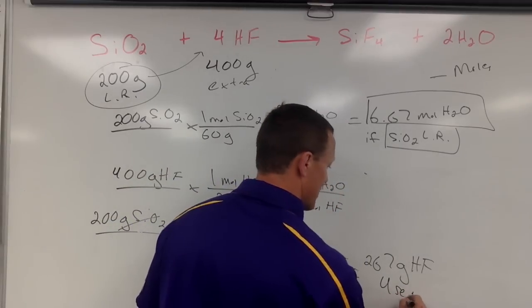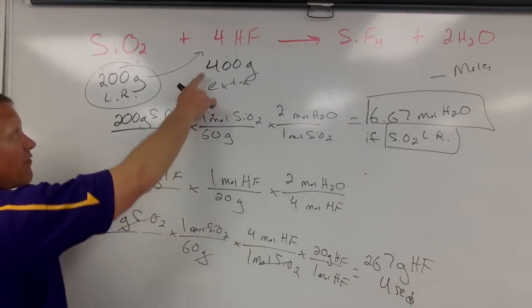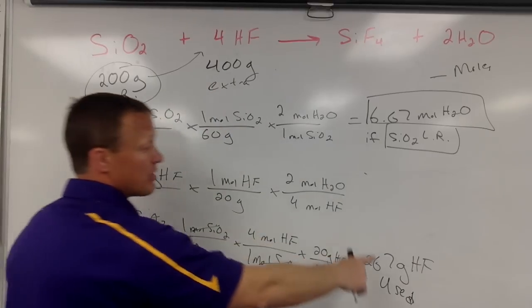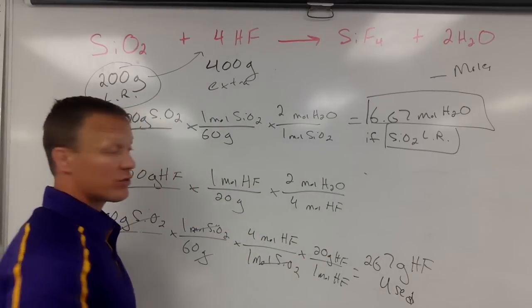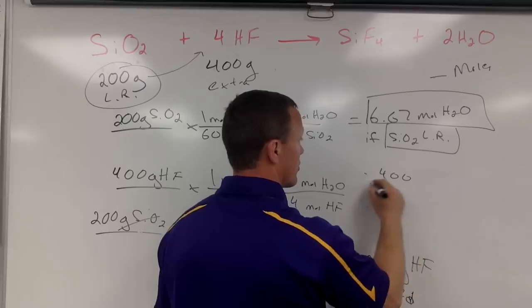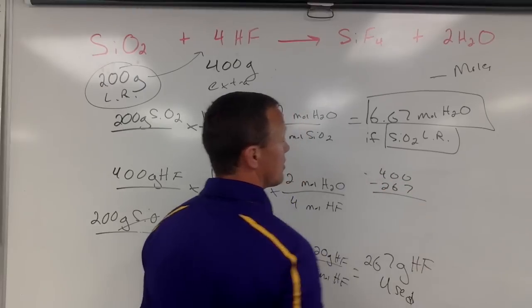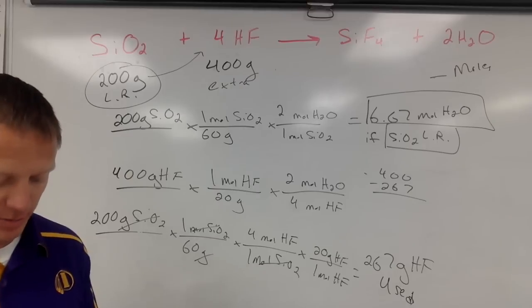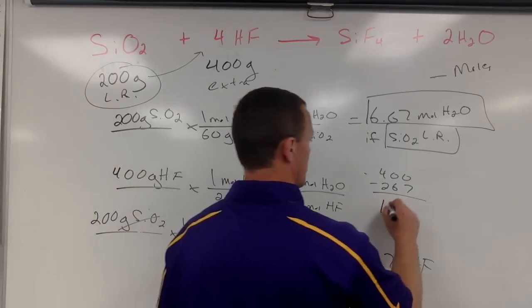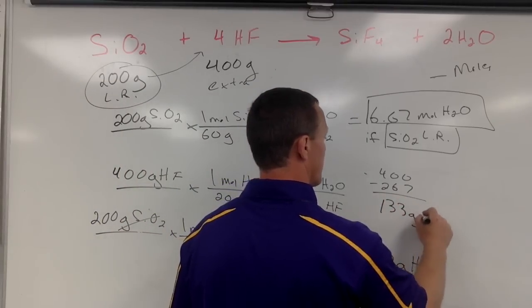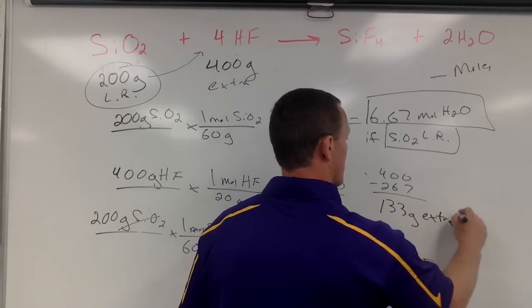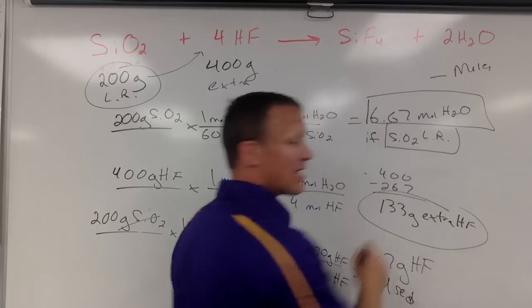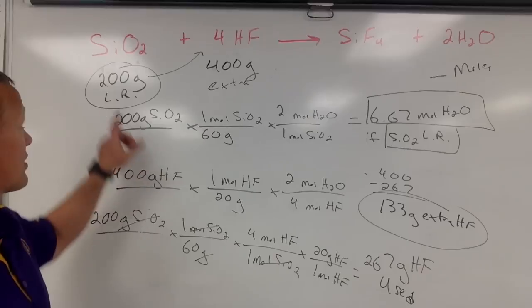The amount of excess would be, we had 400 grams of that, we're using that much, so 400 minus 267, which is going to give us about 133 grams of excess. So we have 133 grams of extra HF that's not used because we ran out of SiO2 to react with it.